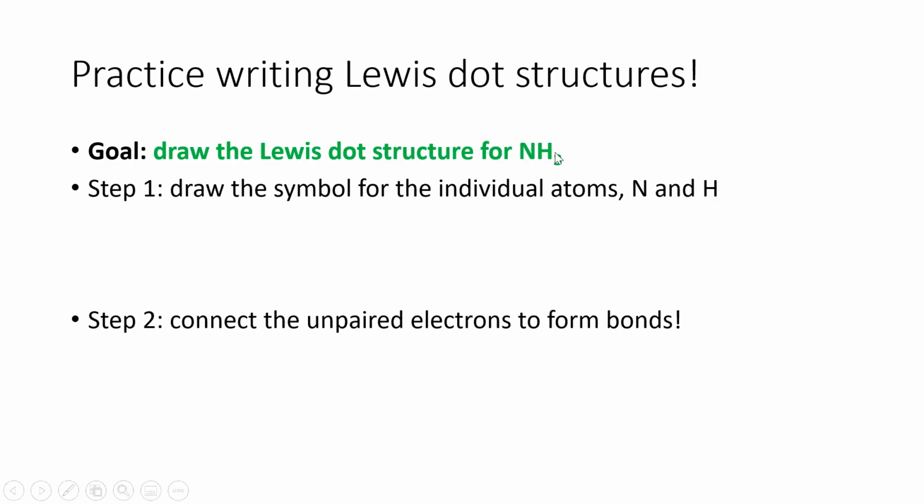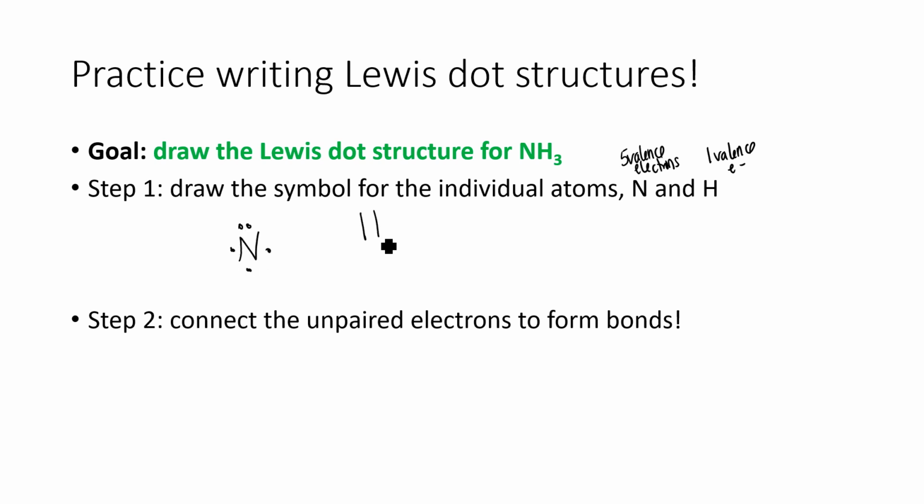Okay, so now we're here with NH3. So I'm going to look at nitrogen, look at where it is on the periodic table, and say, okay, nitrogen has 5 valence electrons, and then hydrogen, remember we said, has 1 valence electron. So I'm going to draw the Lewis symbol for nitrogen. I'm going to draw an N, and I'm going to put 5 dots in it. So 1, 2, 3, 4, 5.